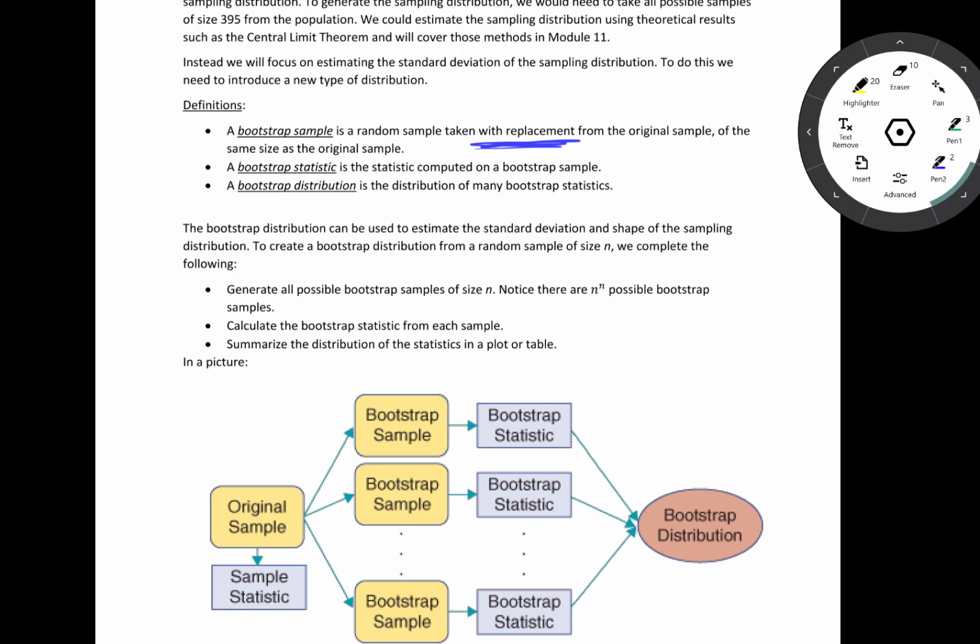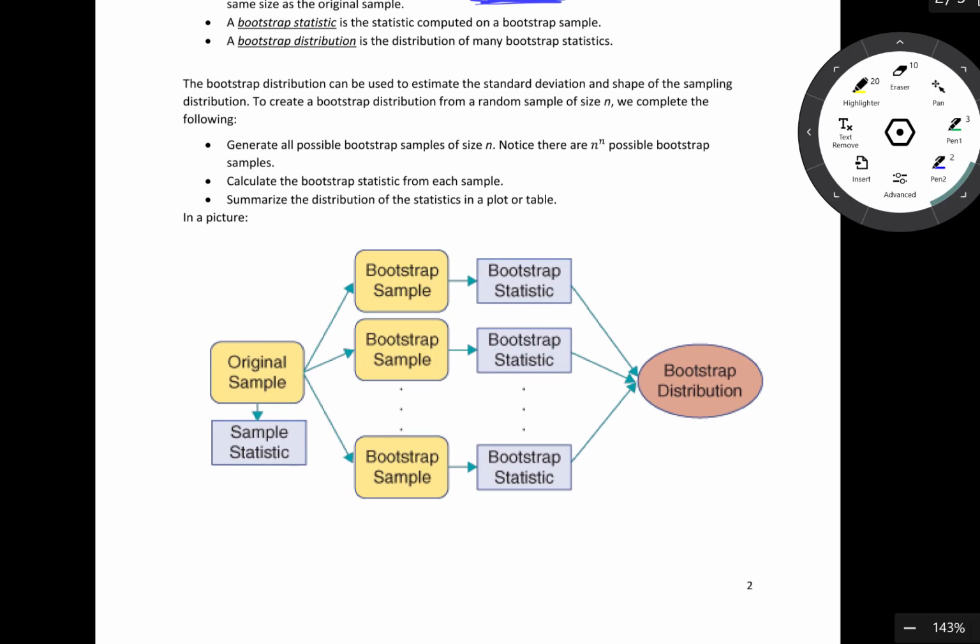Now, a Bootstrap statistic is the statistic computed from the Bootstrap sample, and a Bootstrap distribution is the distribution of many Bootstrap statistics. The Bootstrap distribution can be used to estimate the standard deviation and shape of the sampling distribution. Here's how we create that Bootstrap distribution for a random sample of size n. We would generate all possible Bootstrap samples of size n. Notice there are n to the n possible Bootstrap samples. We would calculate the Bootstrap statistic from each sample and summarize the distribution of those statistics in a plot or a table. In other words, we would look at the probability of obtaining each of those statistics.